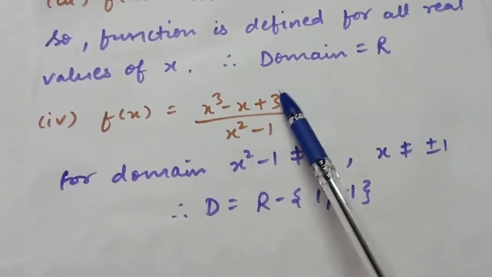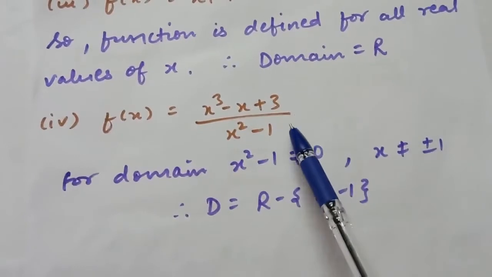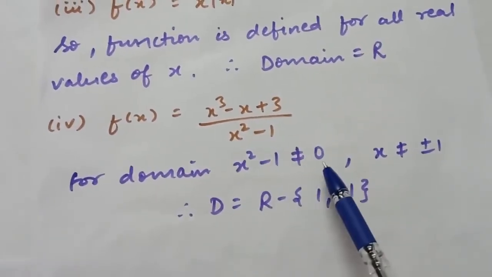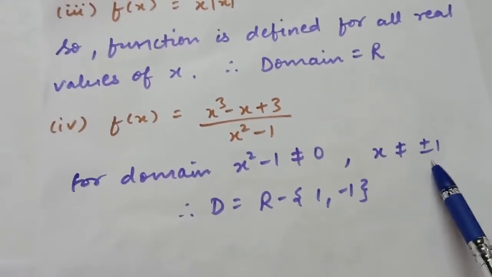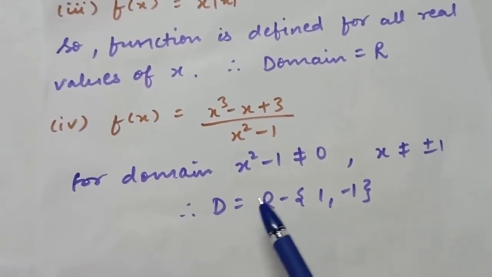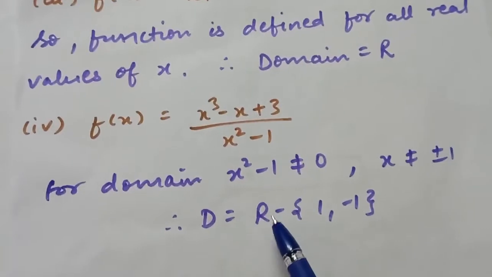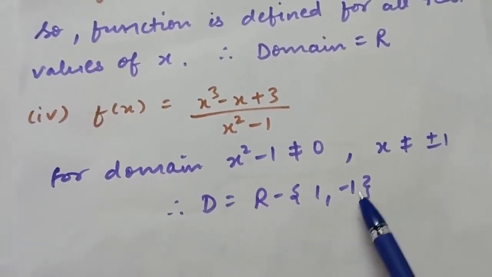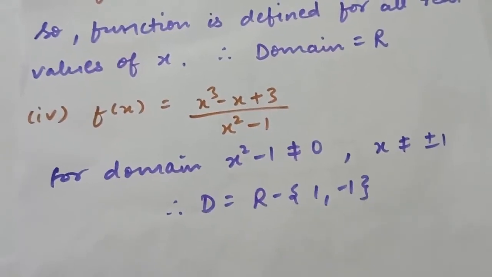Now fourth, this is also easy. For this domain, we want the denominator should not be equal to 0. That is, x should not be equal to plus minus 1. And therefore the domain will be the real set minus these two numbers, 1 and minus 1, in the curly brackets. Clear?